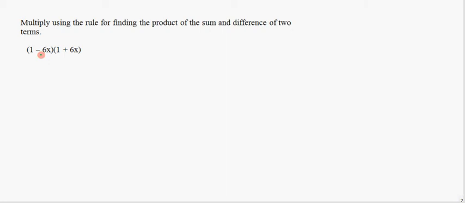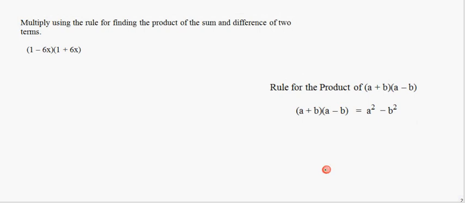Alright, it says to multiply using the rule for finding the product of the sum and difference of two terms, 1 minus 6x times 1 plus 6x. Well, we looked at this rule they're talking about in a previous video, and that rule says the following.